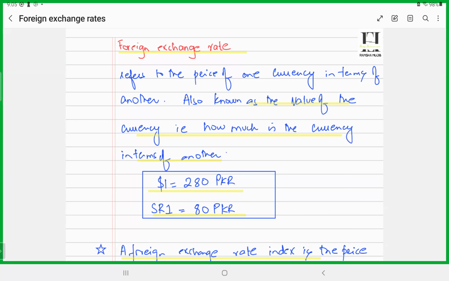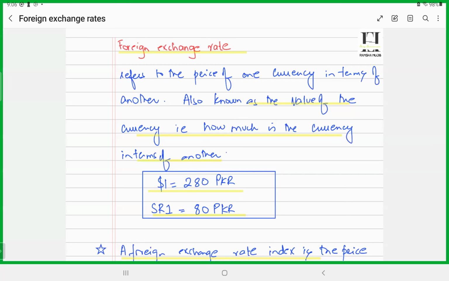Today I brought for you all a topical series in which the topic we are going to be doing today is foreign exchange rate. I had been receiving a lot of requests in which you all wanted me to explain the topic. So I've broken down this topic into two parts.